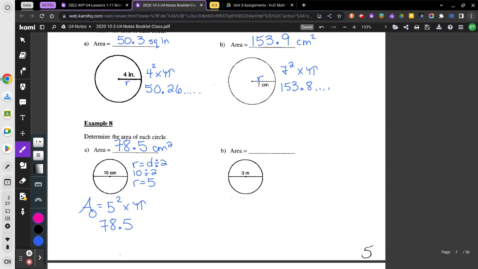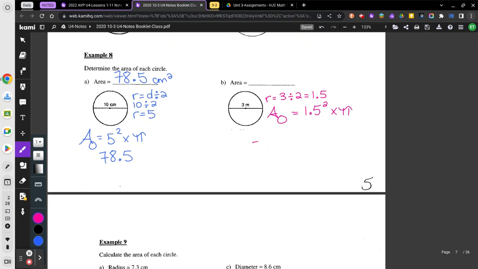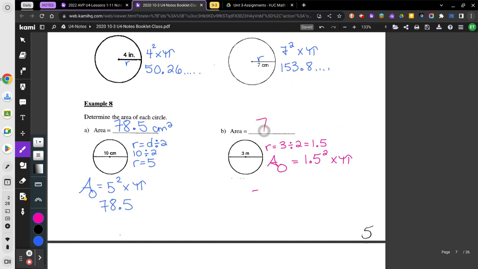Okay, looking at the second one there. Again, that's a diameter. So radius is going to be 3 divided by 2, which is 1.5. So area of our circle is going to be our radius, 1.5 squared times pi. That's how we're typing it in our calculator. And that's going to give me 7.1. It rounds to 7.1, and that's meters squared. 7.1 meters squared.